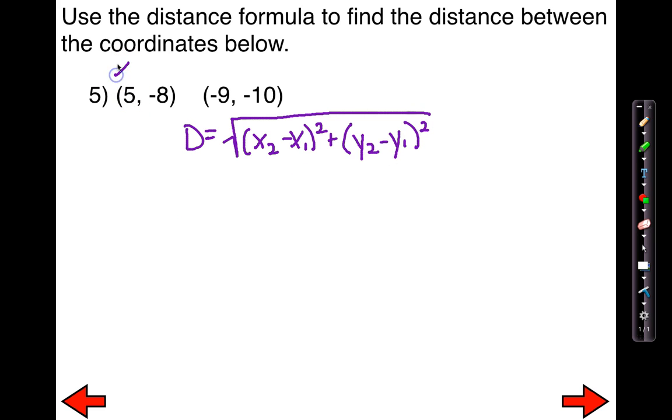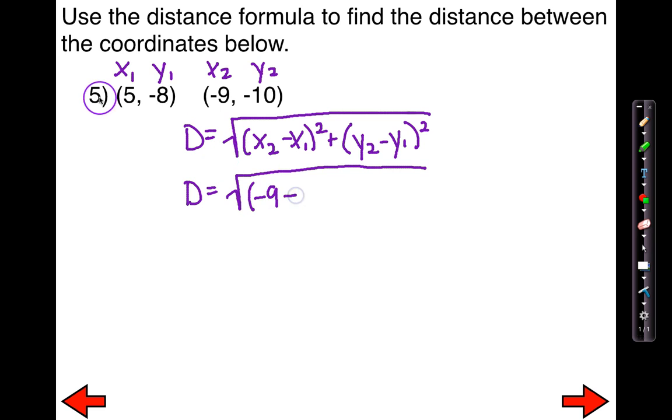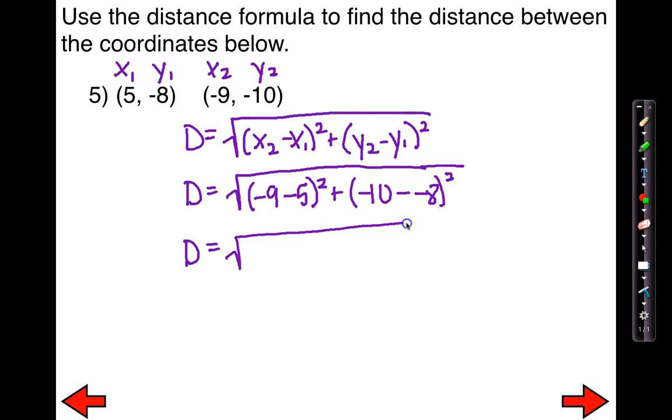Then you're going to label which one's which. So this is my x sub 1, y sub 1, x sub 2, y sub 2. I'm going to plug it into my formula. Here, x sub 2 is a negative 9 minus an x sub 1, which is 5 squared, plus a y sub 2, which is negative 10, minus a y sub 1, which is a negative 8 squared. So here, don't forget to add the opposite as you're figuring these numbers out while you're computing.